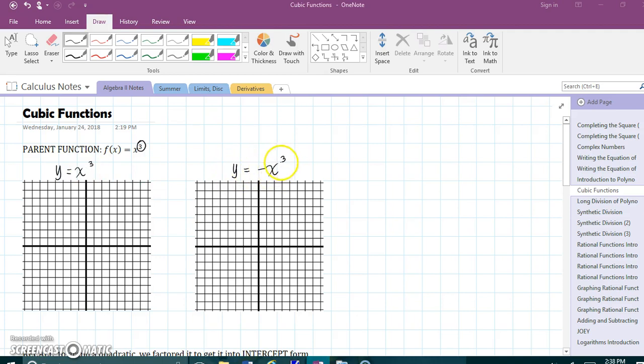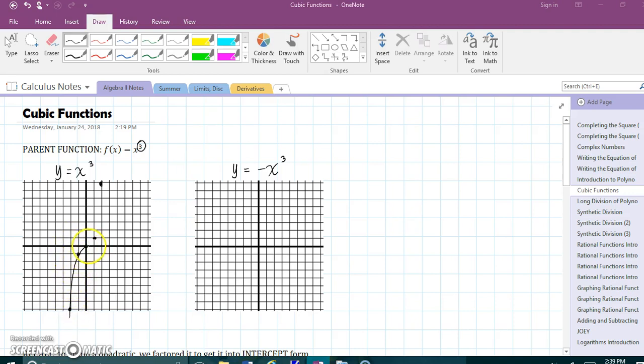So let's just get a graph of each here so you know what you're always comparing your functions to. Let's do x cubed and negative x cubed. If I plot this here, let's just plug some x values in. 0 cubed is 0, 1 cubed is 1, 2 cubed is 8, and 3 cubed would be above where I am. Negative 1 cubed is negative 1. Negative 2 cubed is negative 8. And you can just do a quick sketch of this in your notes.